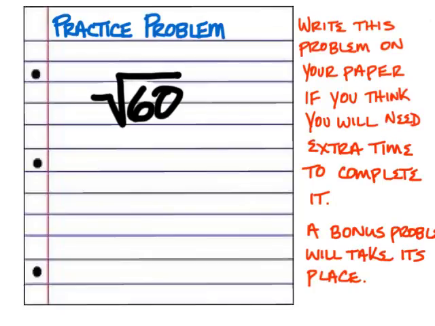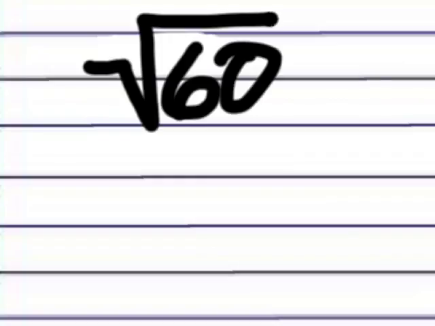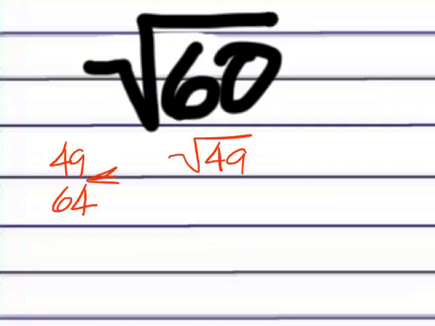So remember, it's 49, 64, and that's it. It's between 49 and 64. So when you find the square root of both of these, it's 7 and 8.